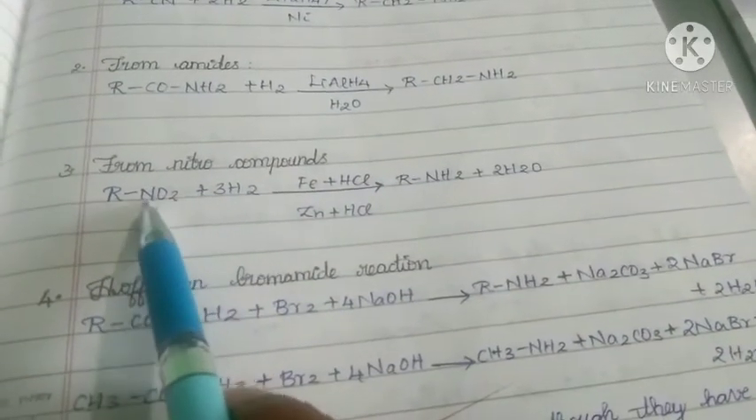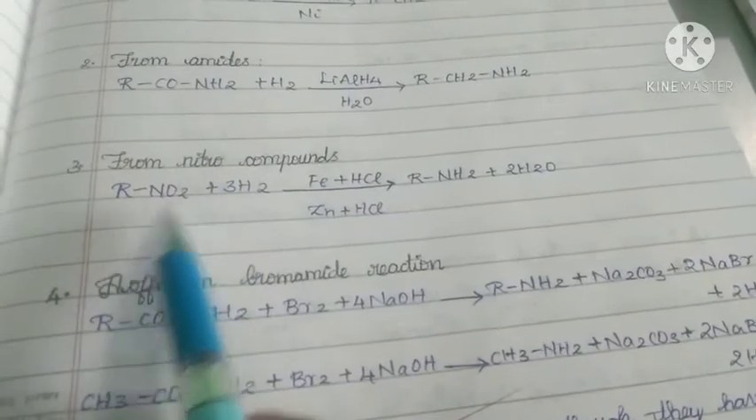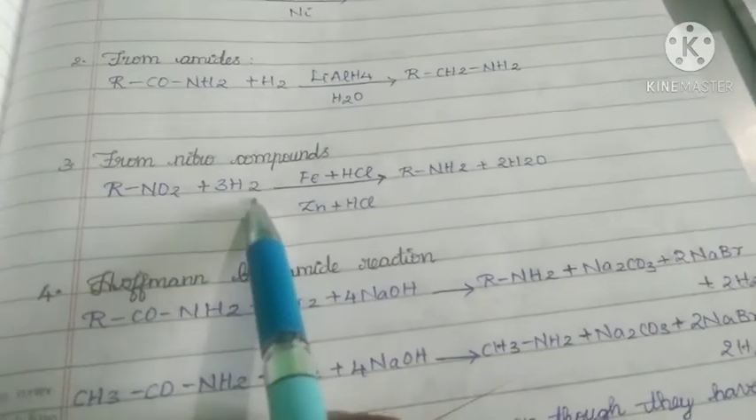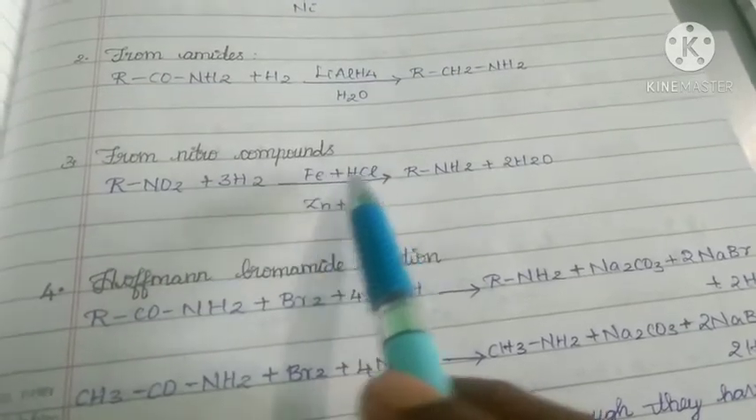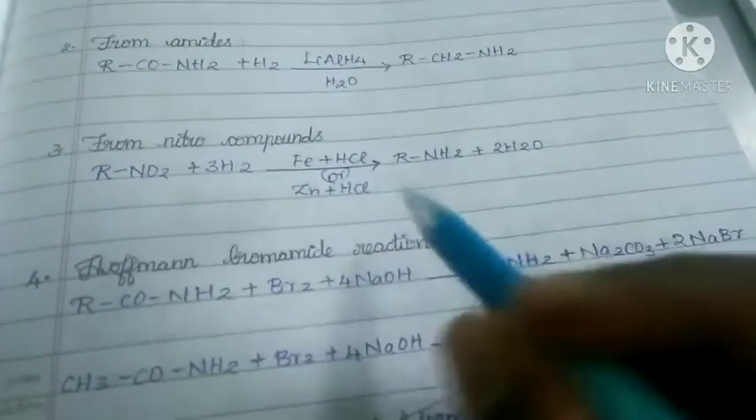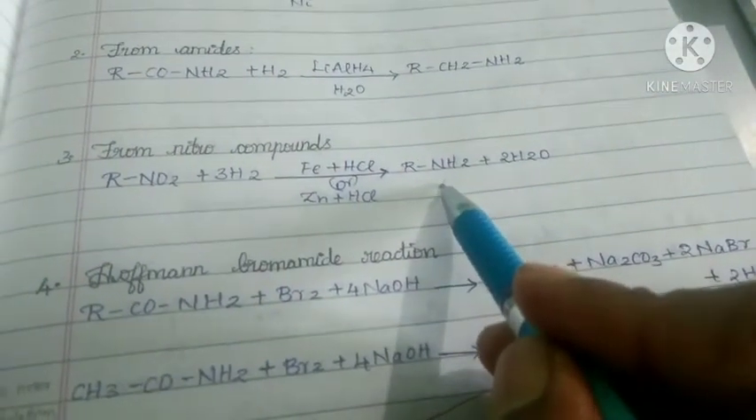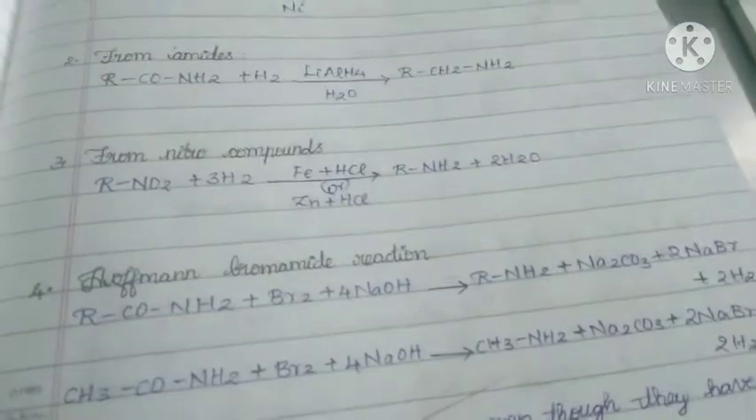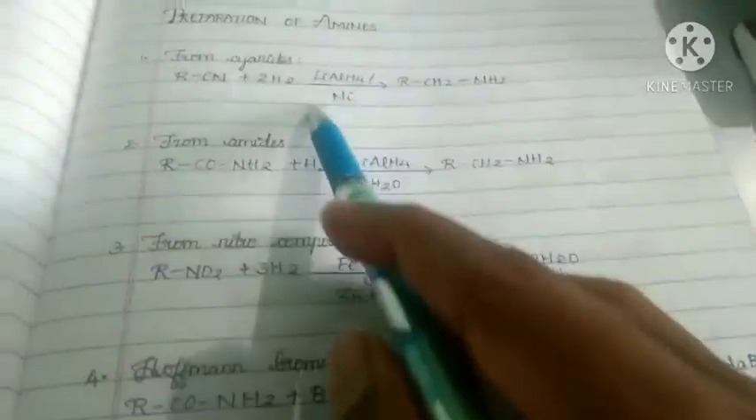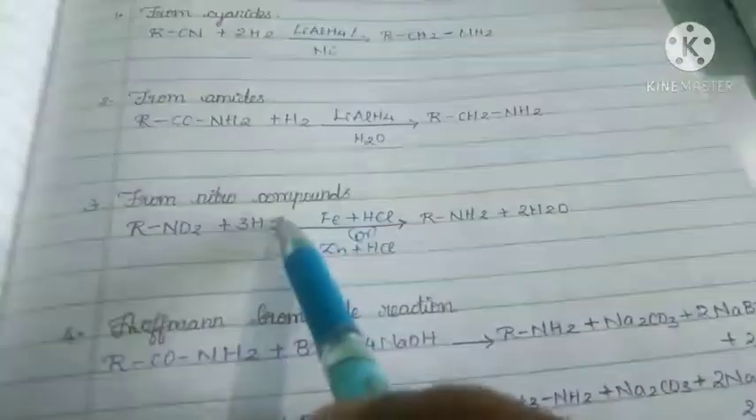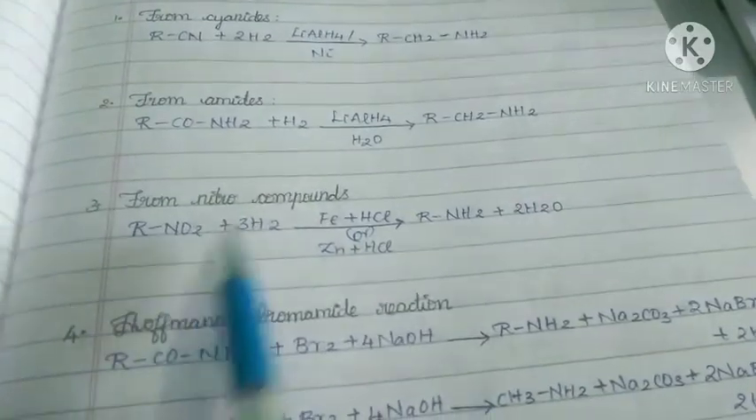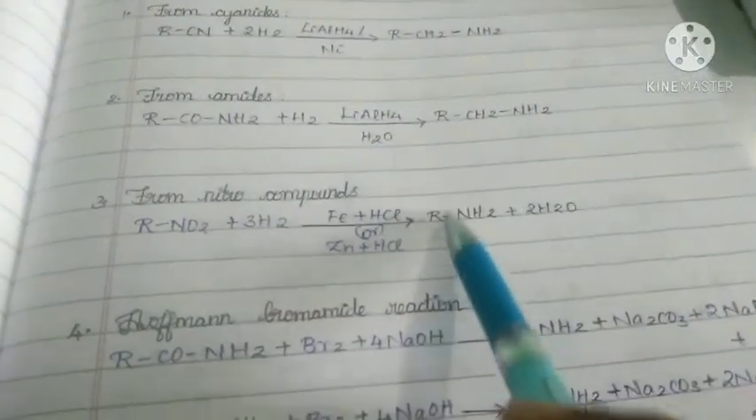This is nitroalkane, for example, CH3NO2, C2H5NO2. When nitro compounds undergo reduction in the presence of iron and HCl or zinc and HCl, then we get amines and water. This is also one of the preparation methods. These three reactions are reduction reactions. When cyanides, amides, or nitro compounds undergo reduction, we get amines.